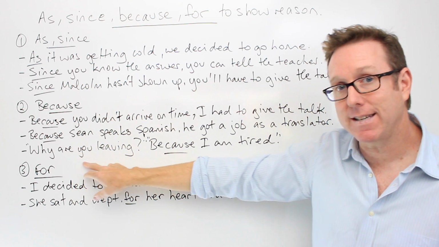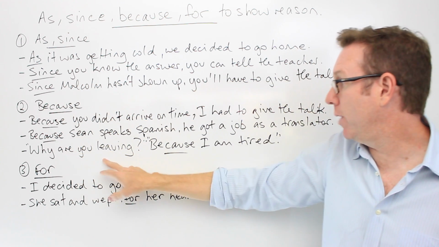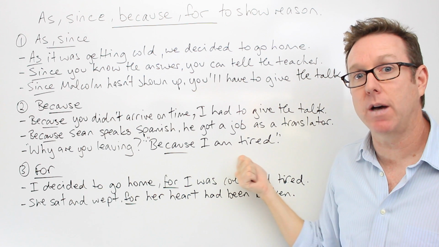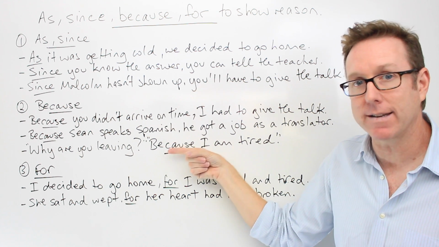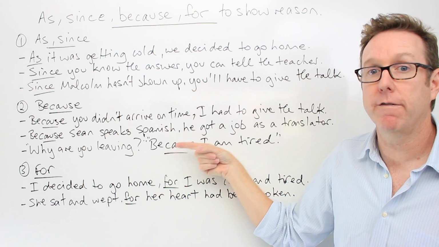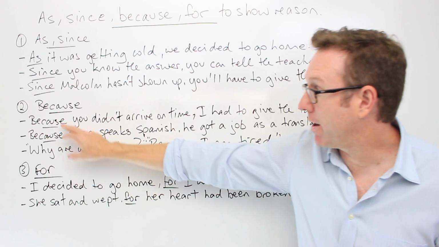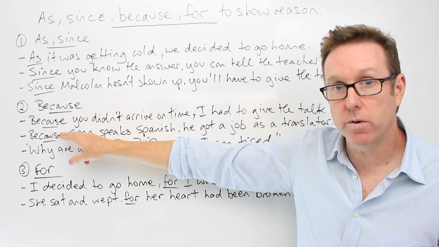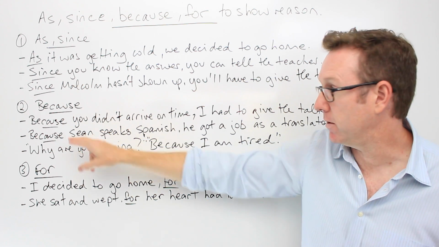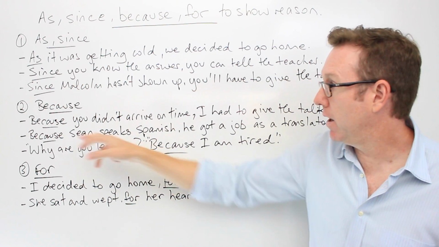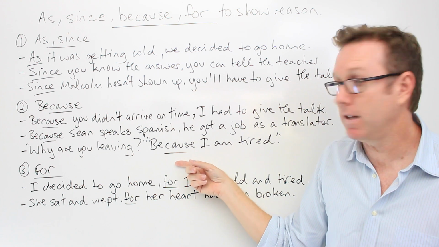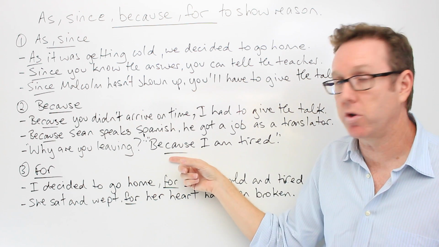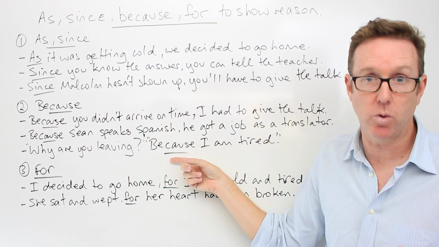Now, this sentence here, why are you leaving? Because I'm tired. In this sentence here, we can't substitute because for as or since. But in these two, we could, okay? So if that makes sense. So here we can't, but in these two, we could. So the position of because here means that we can't substitute it for as or since.